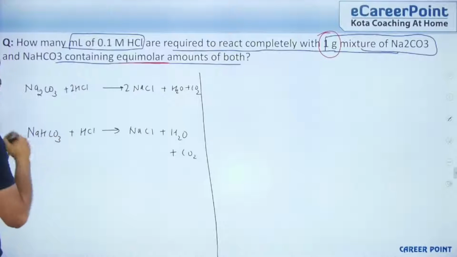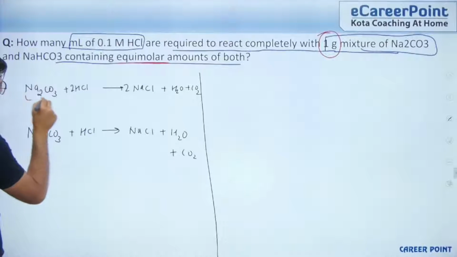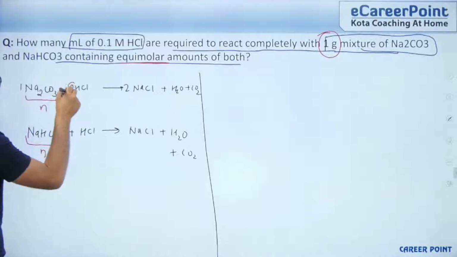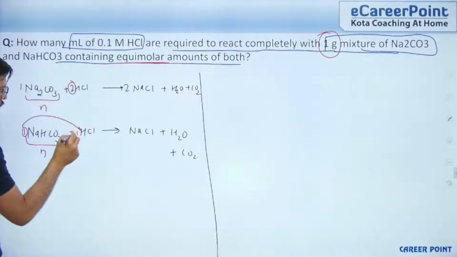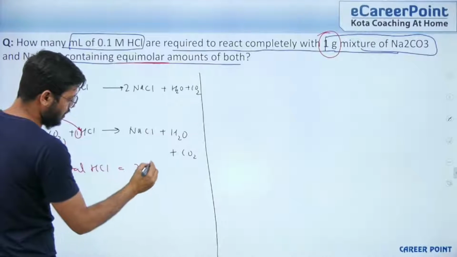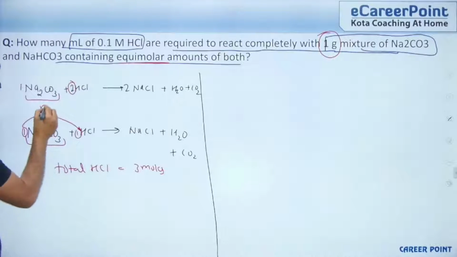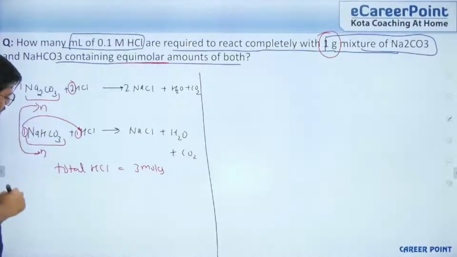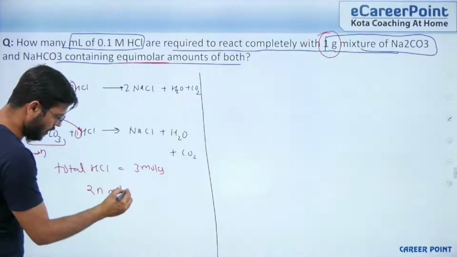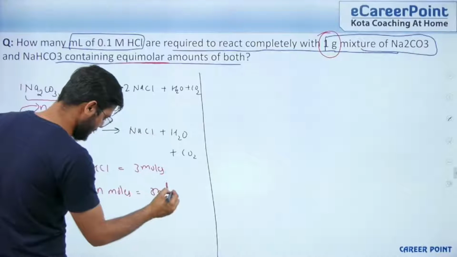So let's assume we have the initial moles, this is n mole and this is also n mole. So 1 mole reacts with 2 mole of HCl, 1 mole reacts with 1 mole of HCl. So total HCl required is 3 mole for n mole of each. So the total mole of the mixture is 2n. 2n mole will require 3n mole of HCl to react.